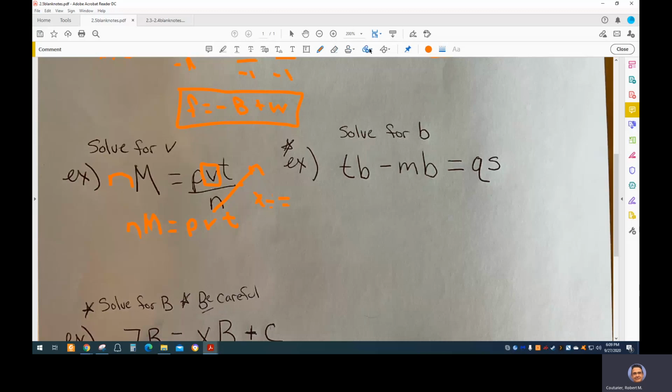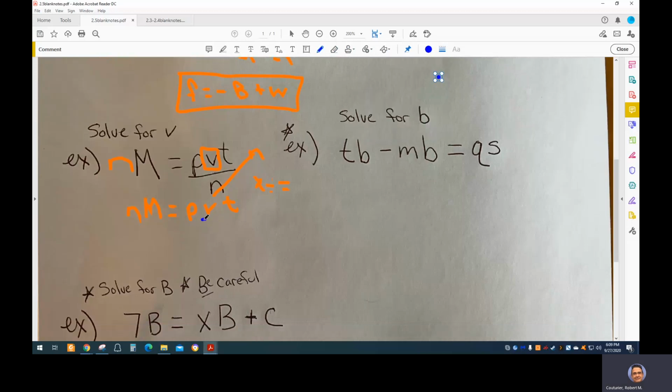So I am going to switch colors again so we can clearly see this. I need this v to be by itself. Notice I box it in. By doing that, it's letting me know I need all this other stuff to go away. Well, the p is being multiplied, the t is being multiplied.